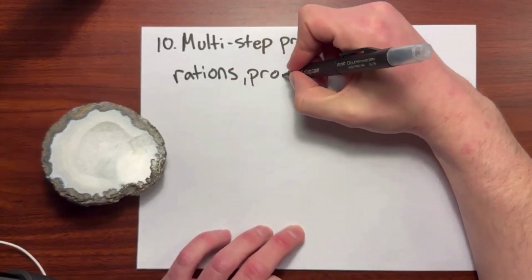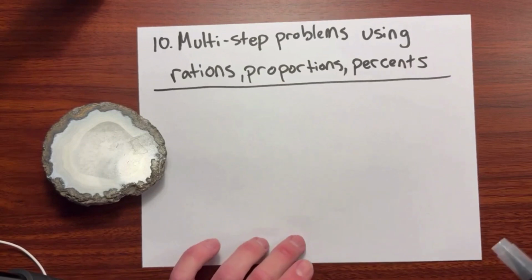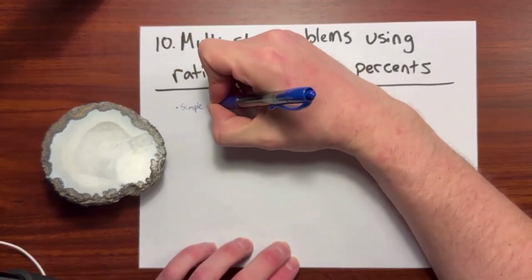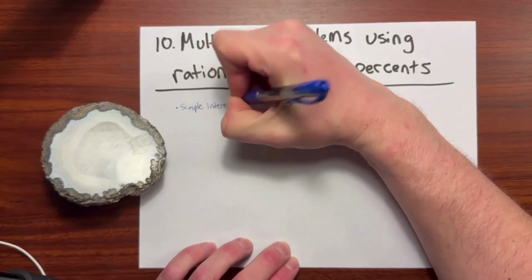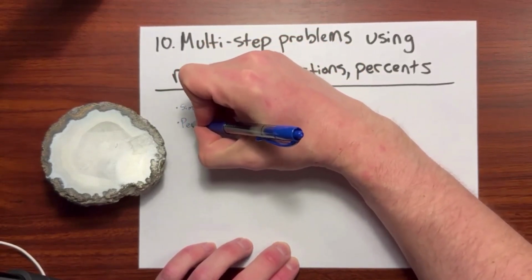Number 10, multi-step problems using ratios, proportions, and percents. So this will include problems such as simple interest, percent increases or decreases.